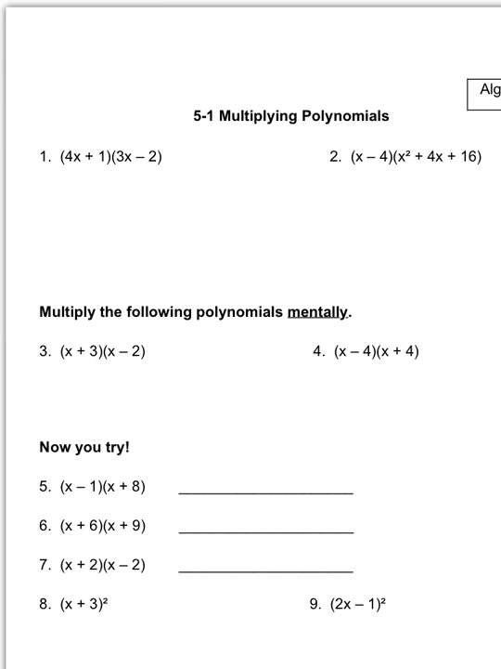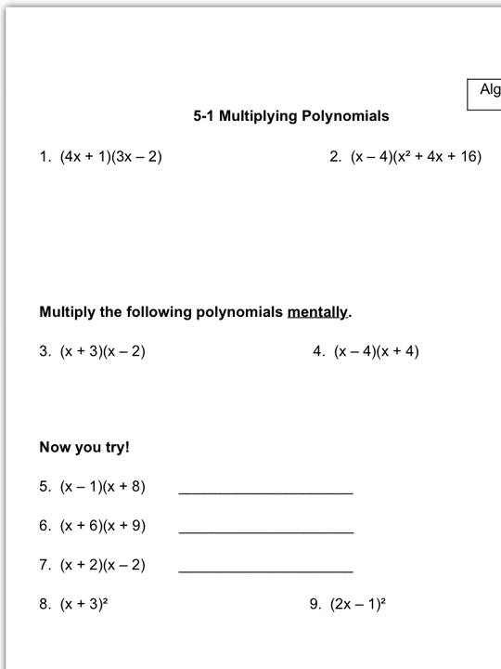Okay, so on notes 5.1, we are multiplying polynomials. A polynomial is the sum of monomials, which means more than one term. So on this first one, notice we have two terms times two terms, so a binomial times a binomial. We will be using FOIL anytime we're multiplying a binomial times a binomial.